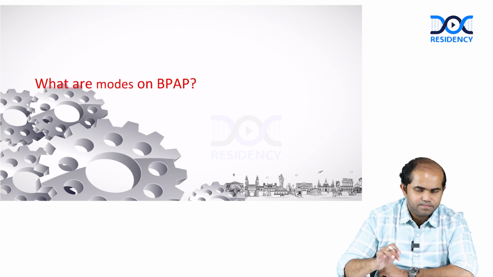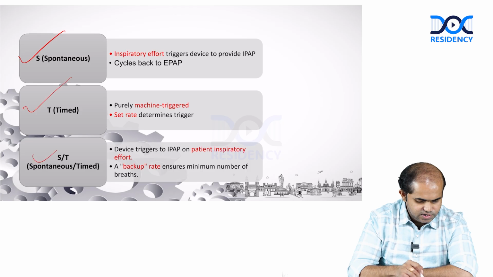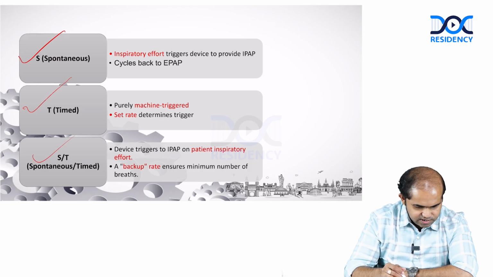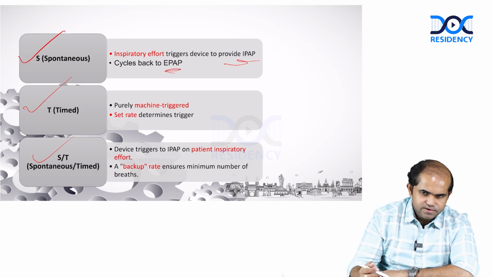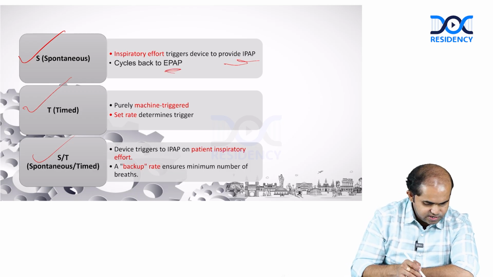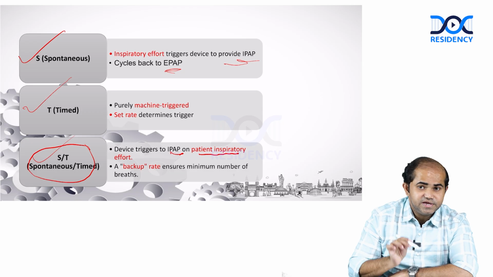So what are the modes on the BiPAP? One is spontaneous mode, timed mode, and ST mode. Usually we keep the child on spontaneous mode, where your inspiratory effort will trigger the device to provide the IPAP, and it will cycle back to EPAP. When you send the child home, usually in such scenarios we give ST mode. This will trigger IPAP on the patient's inspiratory effort, but there will be a backup rate in ST mode.